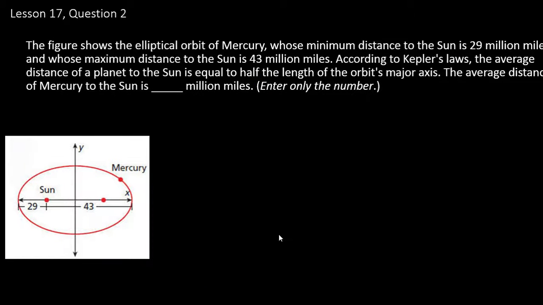Question 2. The figure shows the elliptical orbit of Mercury, whose minimum distance to the Sun is 29 million miles, which we see here, and whose maximum distance to the Sun is 43 million miles. According to Kepler's law, the average distance of a planet to the Sun is equal to half the length of the orbit's major axis. The average distance of Mercury to the Sun is how many million miles?